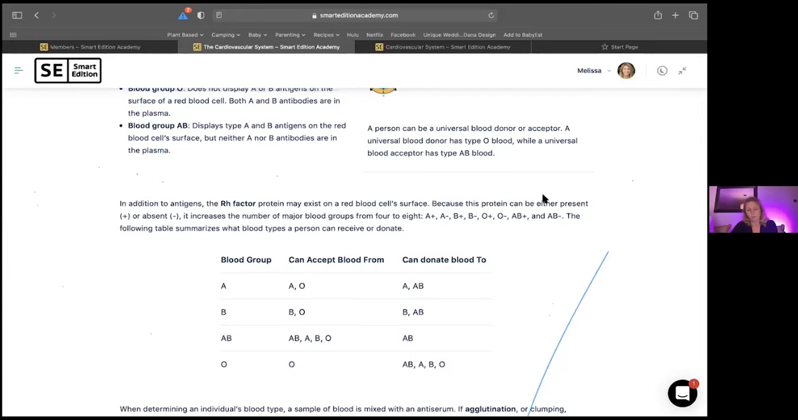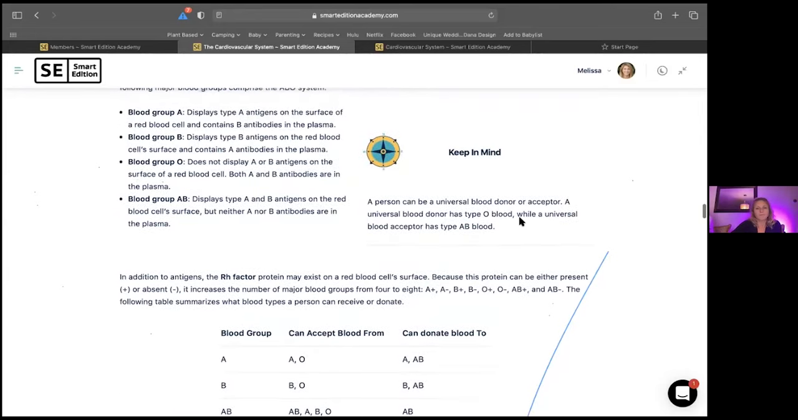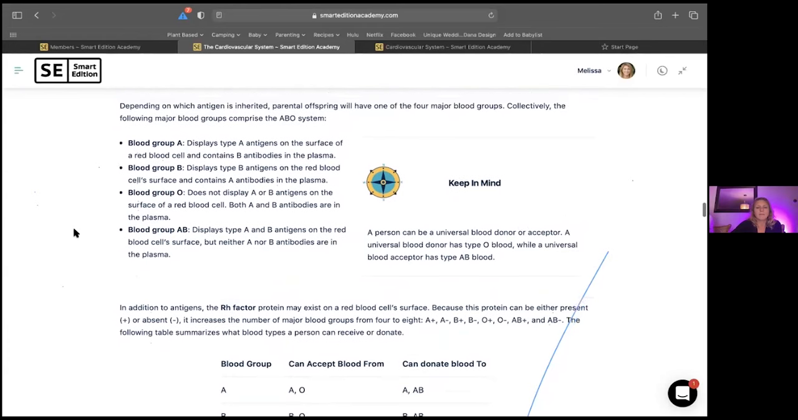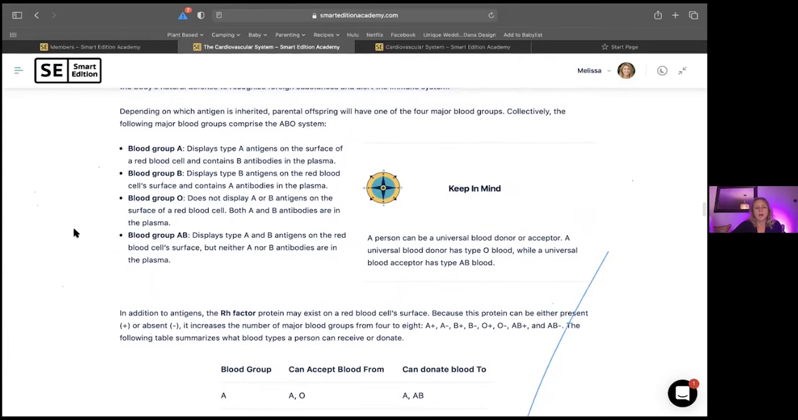Taylor Wyatt is asking, is there an easier way to remember this, such as mnemonics? My guess is there probably is one. I don't know if you know it off the top of your head, but you just have to think of it like, there's four: A, B, and O. And then you're going to have those, and then they're going to be positive or negative.